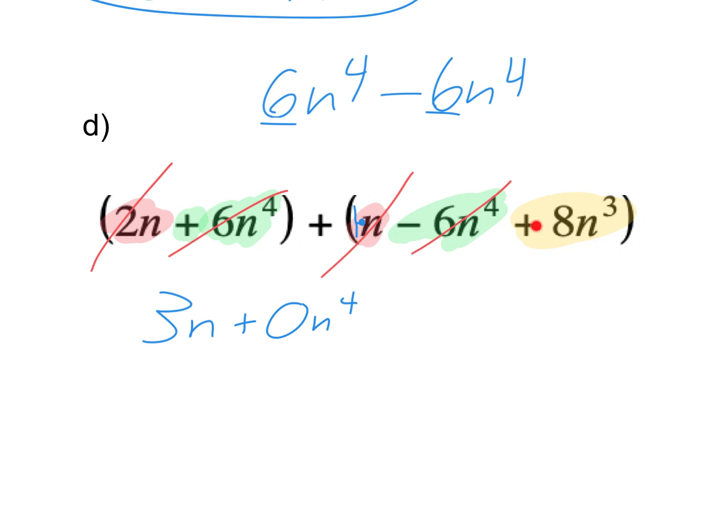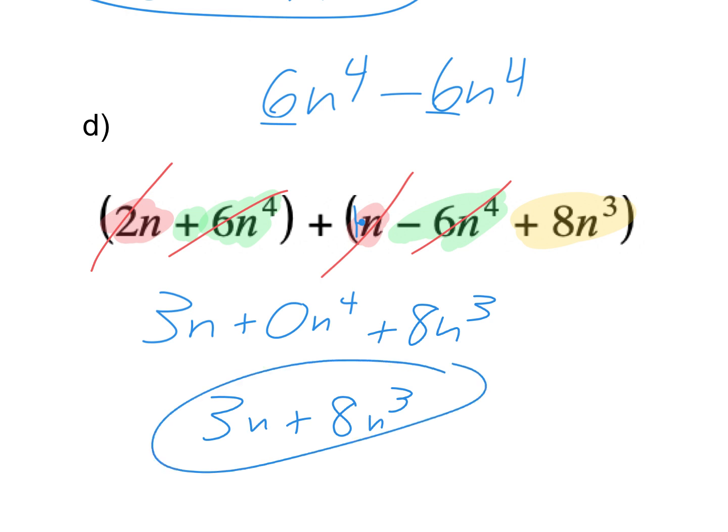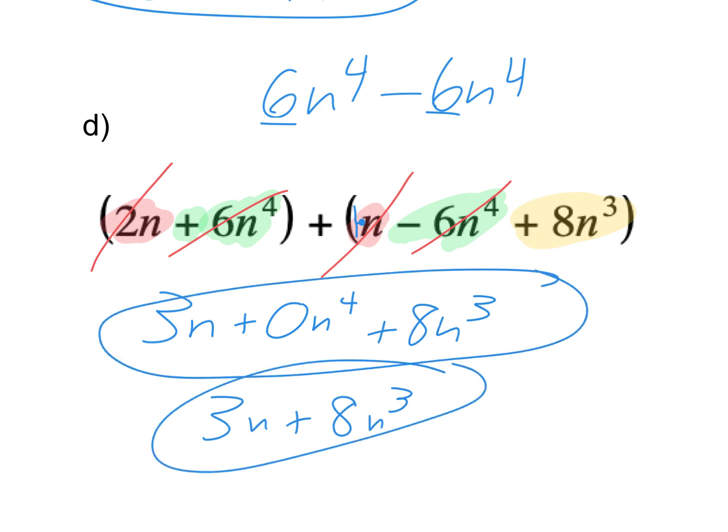And then our 8n to the third, there's no like term to combine it with, so this just stays untouched, and we'll just bring it down into our answer. So you could write your answer like this, or you could write it without the 0n to the fourth. That would be a little cleaner. But if I saw this on a quiz or a test, I would count that as correct.